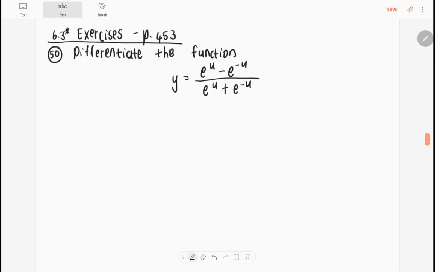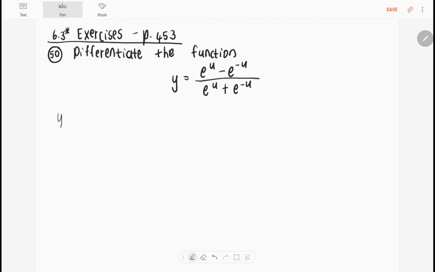The next problem is a problem from section 3.6 star, and it's on page 453, and it says differentiate the function where y equals e to the u minus e to the minus u over e to the u plus e to the minus u. Alright, so this here is a quotient, so we have to use our quotient rule.